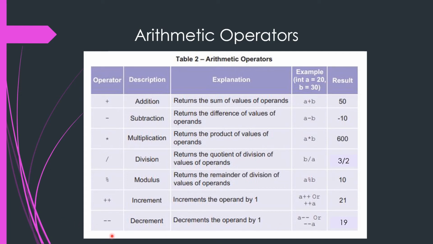If we talk about minus minus, then it is decrement. Here we decrement the operand by 1. So a minus minus or minus minus a will give the result 19 because it decrements the value of a by 1.